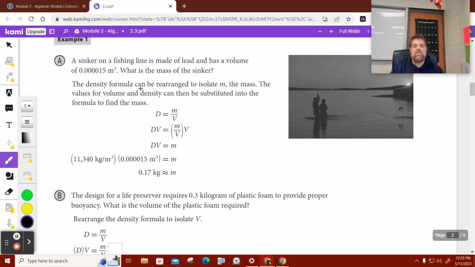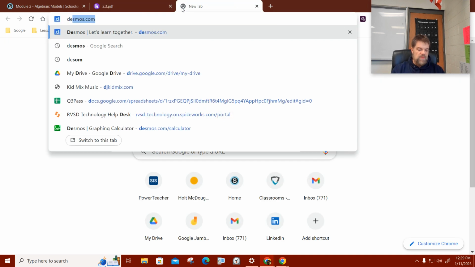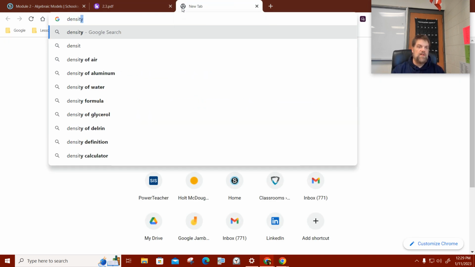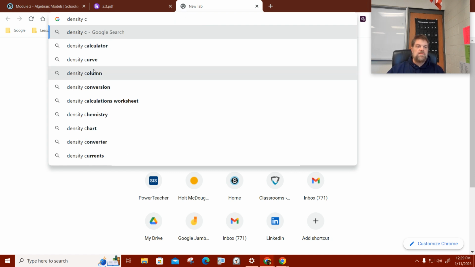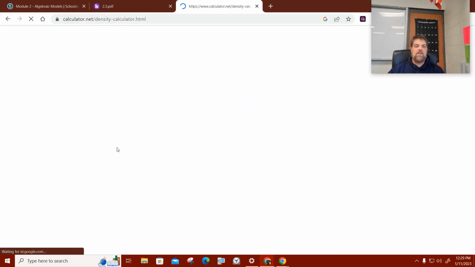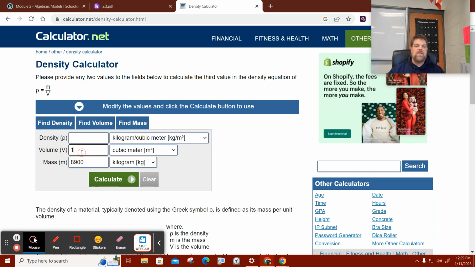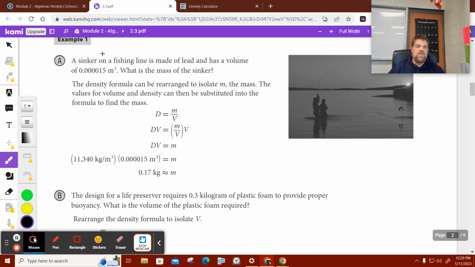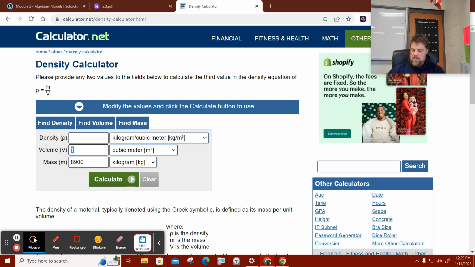Well, you can rearrange the formula. In fact, if you go on a computer, let's do that. I'll show you something. If you search for a density calculator, there are free density calculators on the internet, right? And I can enter in the density, I can enter in the volume, I can enter in the mass. It says that it is 1, 2, 3, 4 zeros, 15 meters cubed. So if I put in the volume, and we have to solve for the mass, I'm going to leave that blank.